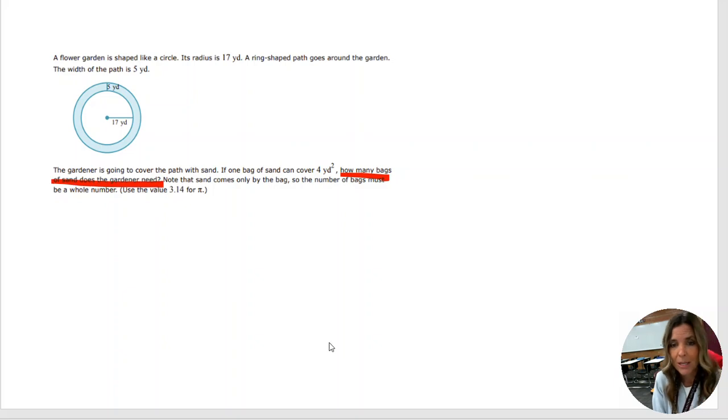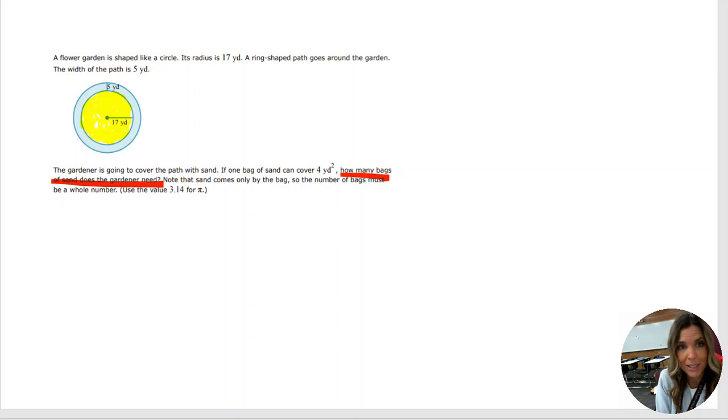Okay, so there's a lot going on in this problem. What you need to know is that basically you have a garden. This is the garden, right? It's a circle garden. And then all the way around that garden is a circle path. And the gardener wants to cover the path with sand.